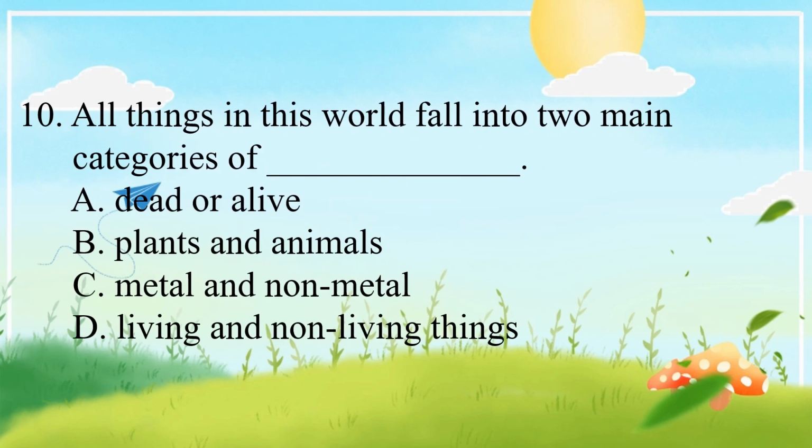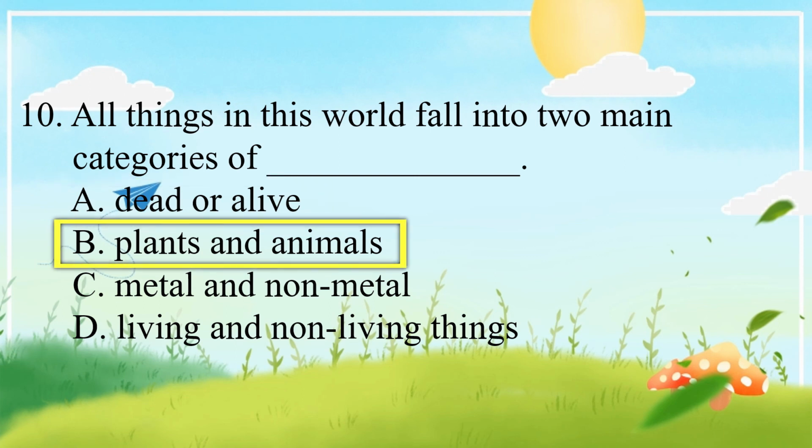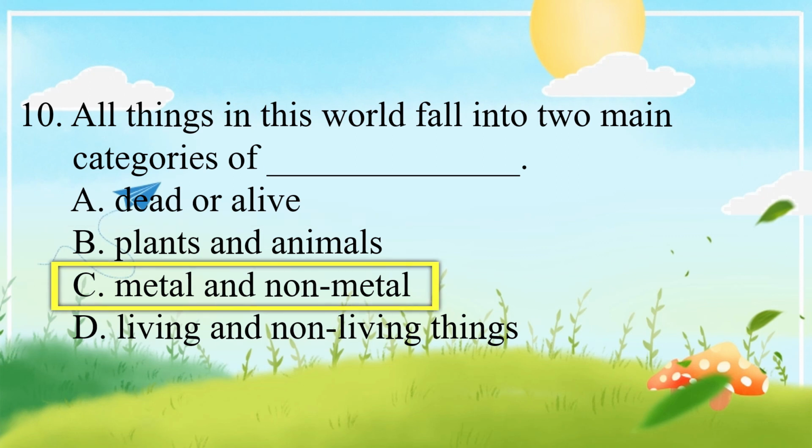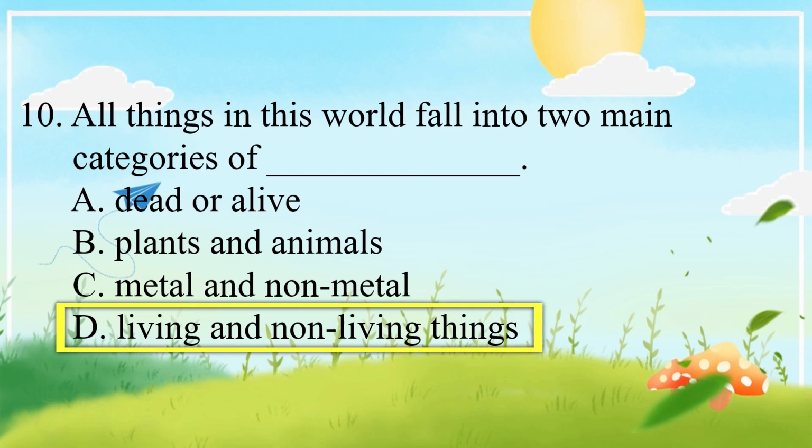Number 10. All things in this world fall into two main categories of A. Dead or alive. B. Plants and animals. C. Metal and non-metal. D. Living and non-living things.